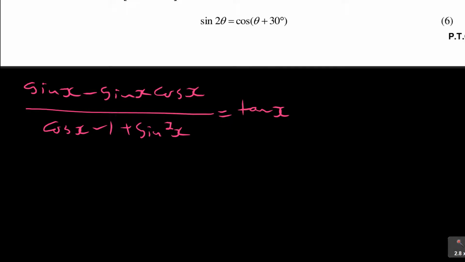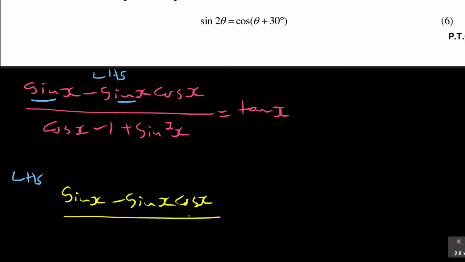Look at this. First thing that comes to my mind, I'm seeing a sine. The moment I'm seeing sine x, I can factorize. So I'll start with the left hand side. You write it again, because you're starting from the left hand side: sine x cos x over cos x minus 1 plus sine squared x.